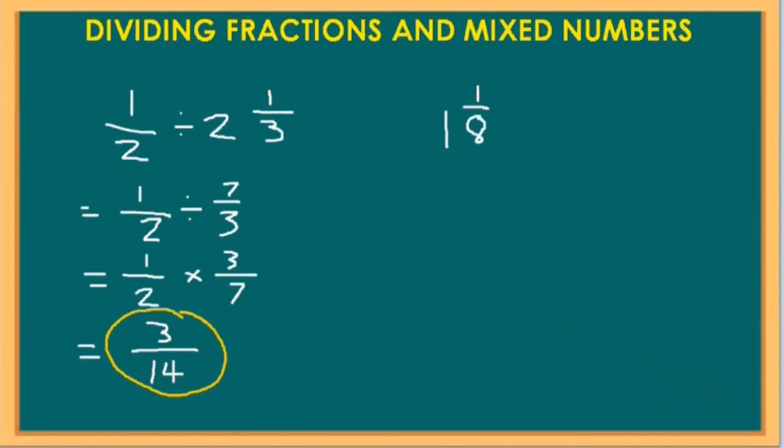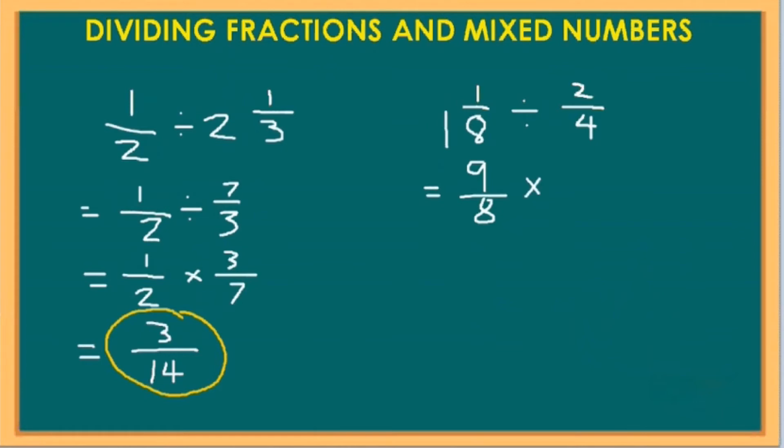1 and 1/8 divided by 2/4. 1 and 1/8 becomes 9/8 because 8 times 1 is 8 plus 1 is 9. Then copy the denominator.